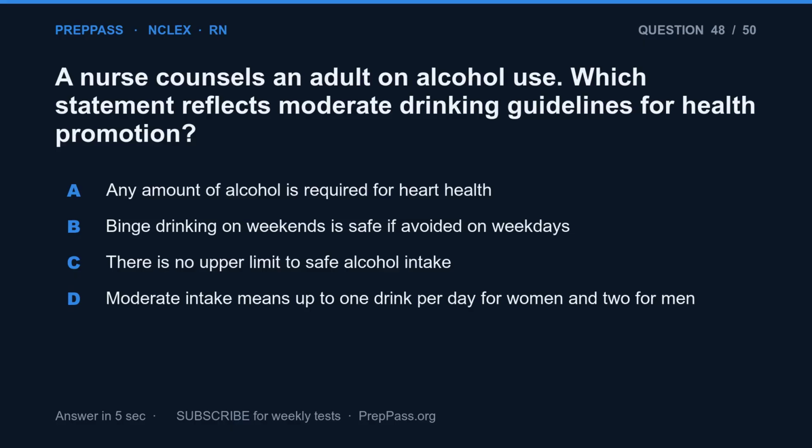Question 48. A nurse counsels an adult on alcohol use. Which statement reflects moderate drinking guidelines for health promotion? A. Any amount of alcohol is required for heart health. B. Binge drinking on weekends is safe if avoided on weekdays. C. There is no upper limit to safe alcohol intake. D. Moderate intake means up to 1 drink per day for women and 2 for men.